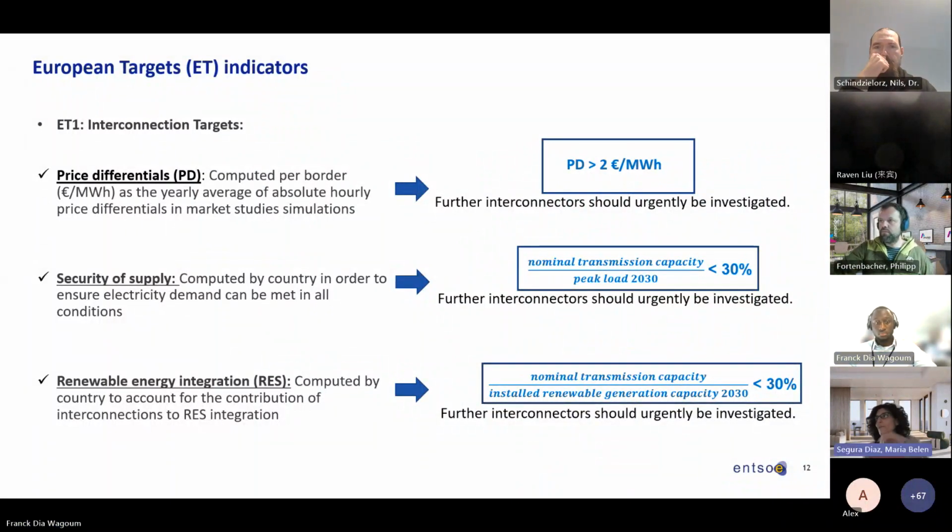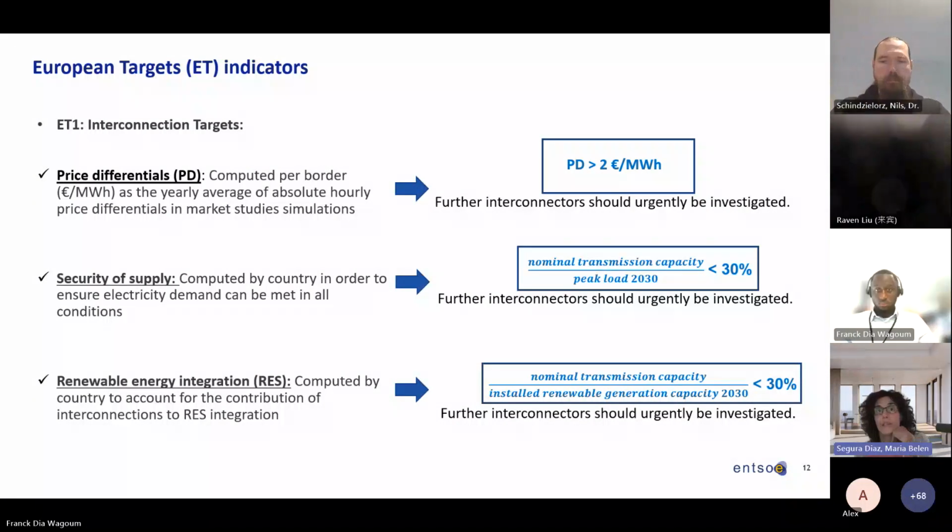Okay, thank you, Frank. So good morning, everyone. Now it's the turn for talking about the European targets indicators that you may know. These indicators are included in the supplemental methodology section of the CBA guideline.